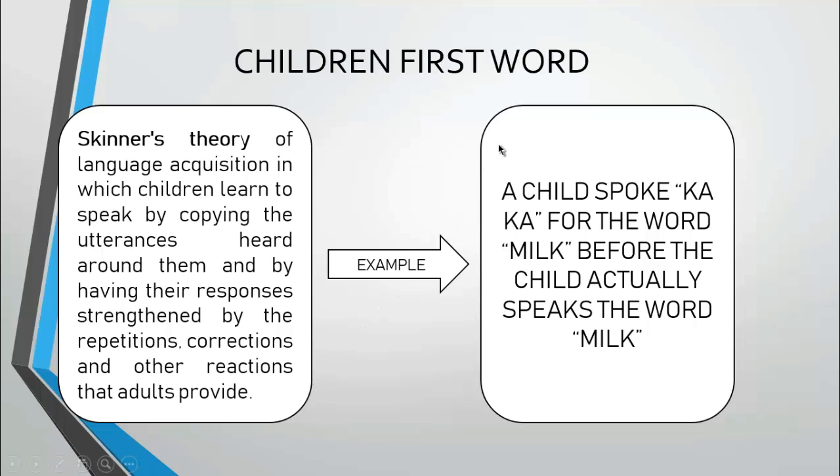An example which resembles Skinner's theory is when a child spoke 'ka' for the word milk before the child could actually speak the word milk. Relating to Skinner's theory, the child is assumed to hear 'ka' before the child is given milk. That is why the child spoke 'ka' to refer to milk, and the child's parents gave a correction so that the child would pronounce milk correctly.